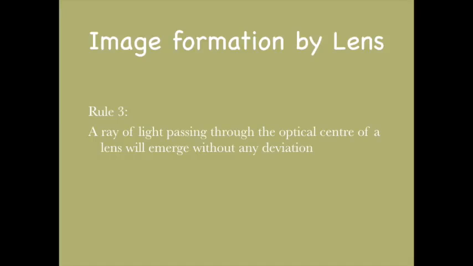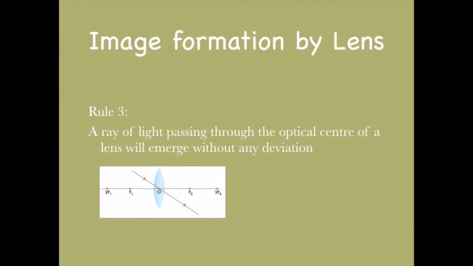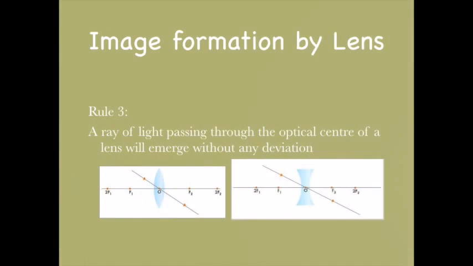Coming to rule number 3, the ray of light passing through the optical center or the pole of a lens will always emerge without any deviation. This rule is applicable for both concave and convex lens. Have a look at the diagram, you will understand it better. For both the lenses, the ray through the optical center goes undeviated.